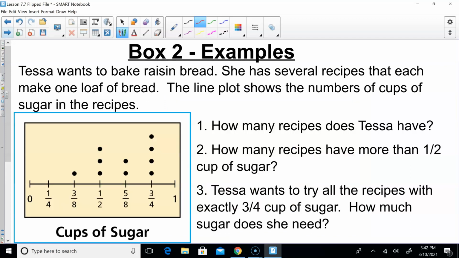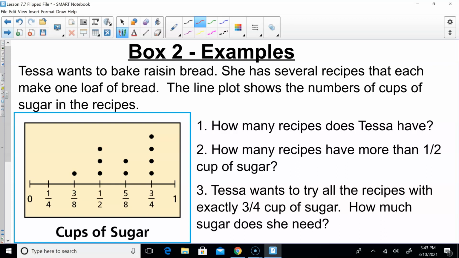So we're going to dive right in with some questions. Tessa wants to bake raisin bread. She has several recipes that each make one loaf of bread. The line plot shows the numbers of cups of sugar in the recipes. So the first one we're going to ask ourselves is, how many recipes does Tessa have?